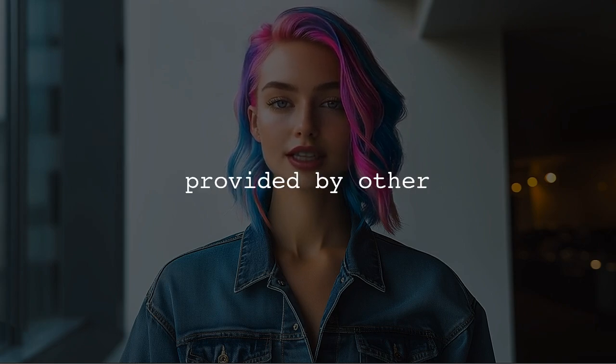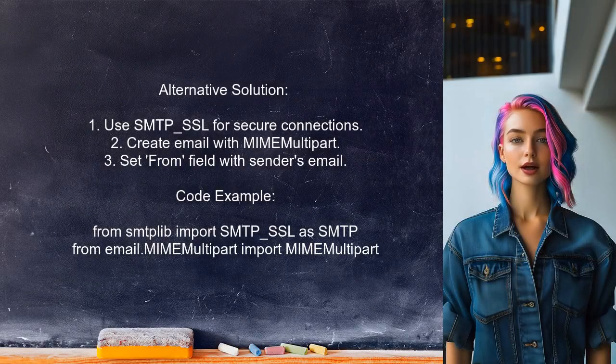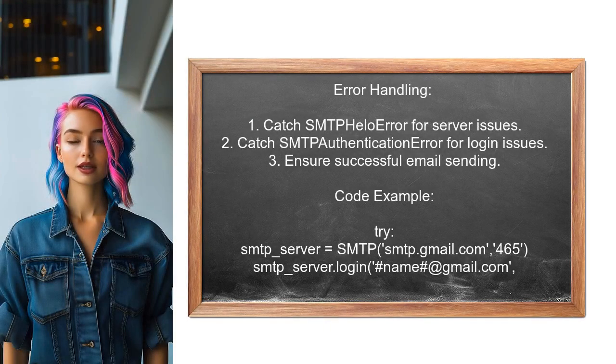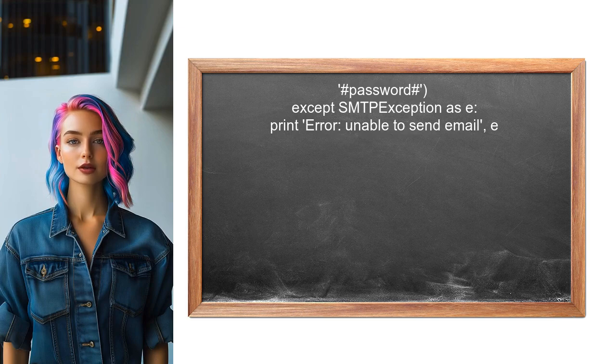Now, let's look at the answers provided by other users. An alternative solution provided by another user involves using the SMTP SSL library for a secure connection. They suggest using the MIME multipart class to create the email, allowing you to set the sender's name and email address clearly. This user tested their code with Gmail and found it effective. They also emphasize the importance of handling exceptions for server connection and authentication errors, ensuring that the email is sent successfully.